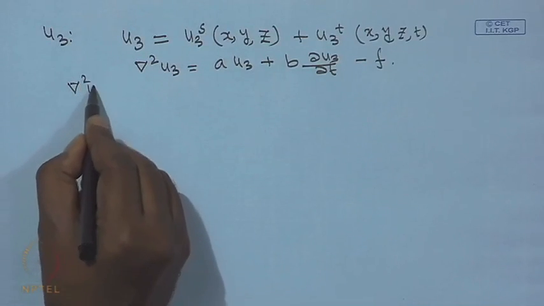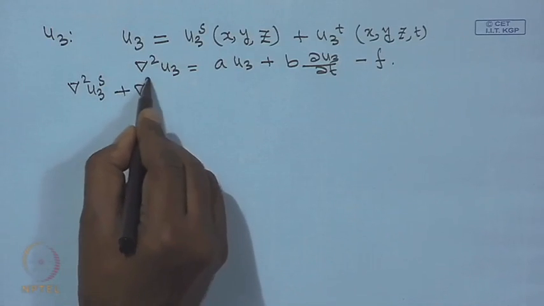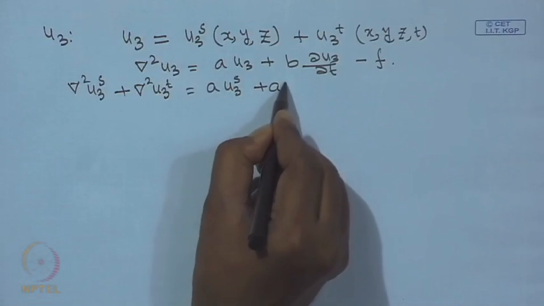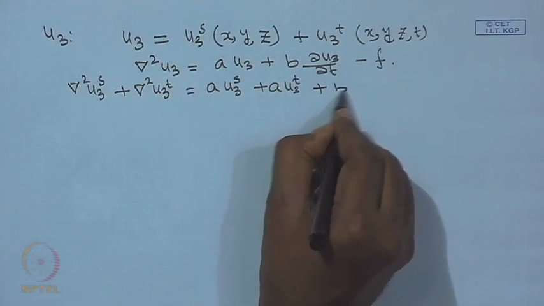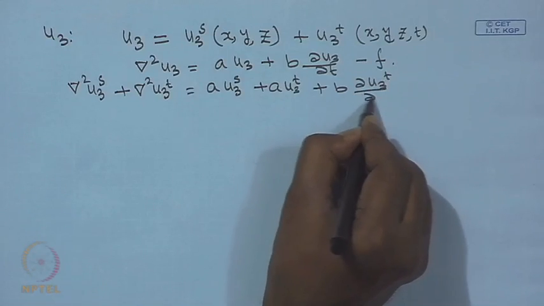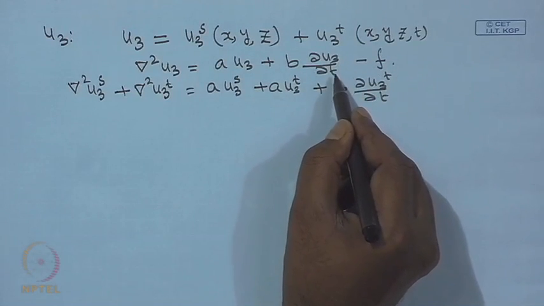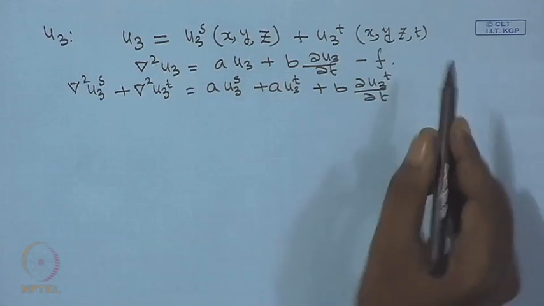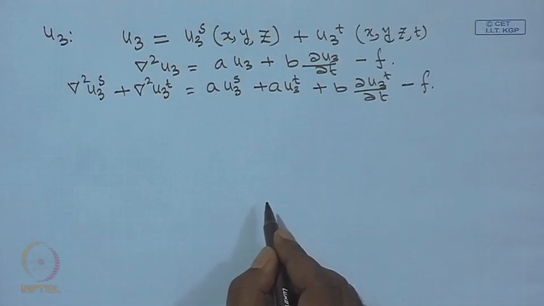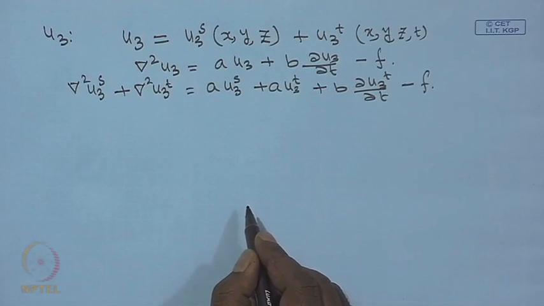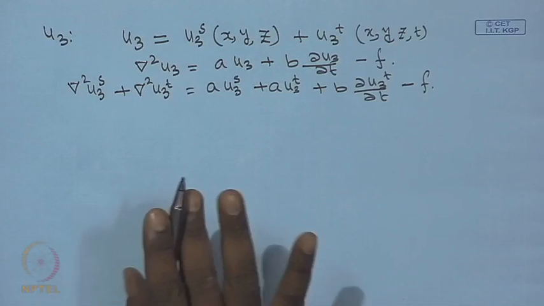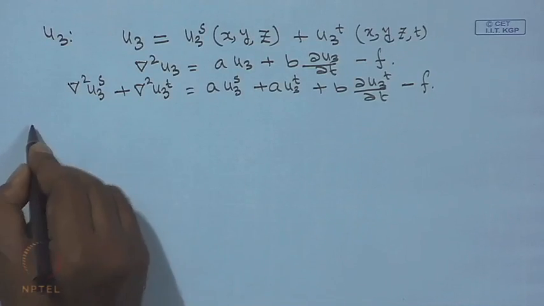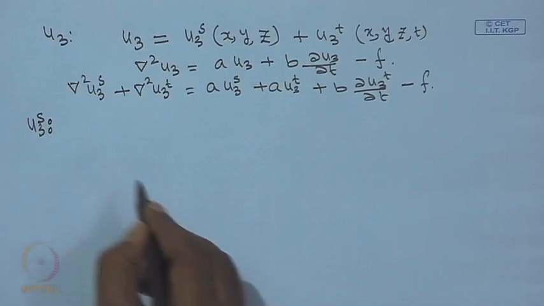So, this becomes grad square U3S plus grad square U3T is equal to A U3S plus A U3T plus B del U3T del T, and del U3S del T will be equal to 0, because U3S is solely a function of x, y, z, it is independent of t, minus f. Now, we separate the steady state part and the transient part and formulate the governing equation of U3S and U3T. So, what is the governing equation of U3S?